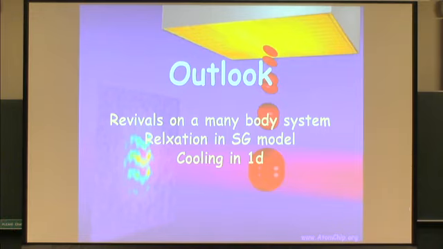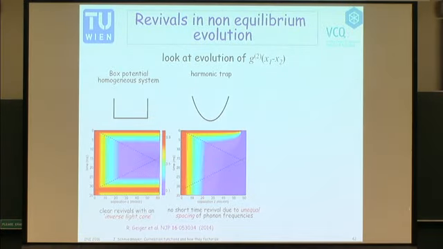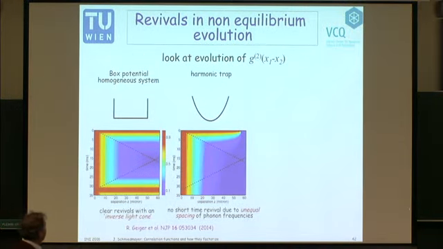First thing is that John talked yesterday about revivals. I will show you one. Usually, if you have a box potential, you would expect that the relaxation happens with the light cone. This is the 2nd order correlation function, and if it's very high, you have the long range order, and this is the light cone. If you had a box potential, you would expect to get a revival.